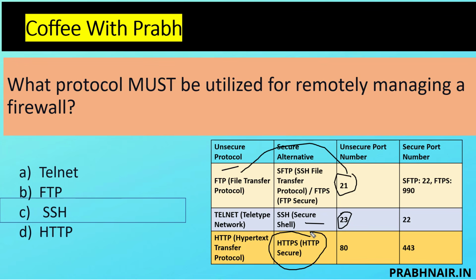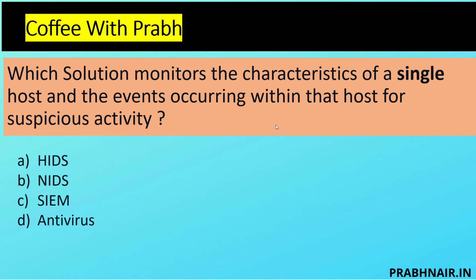The alternate for remote management of Telnet is SSH, port number 22. The alternate of FTP is SFTP, which works on 22, or FTPS, which uses 990. So these are the protocols we basically use for this function. Let's move to the next question.